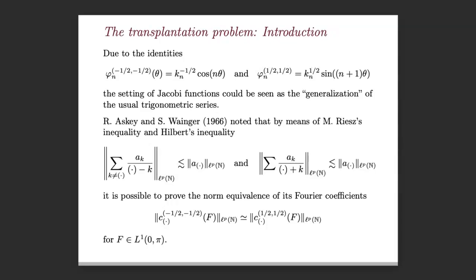Anyway, Richard Askey and Stephen Wainger noted in 1966 that by means of the Marcel Riesz inequality and Hilbert's inequality, it's possible to prove the norm equivalence of the Fourier coefficients of these particular different orders. And this is called a transplantation theorem for the usual trigonometric coefficients.